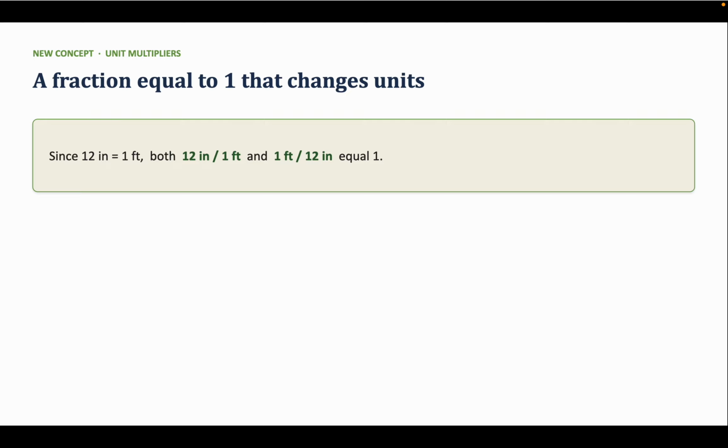Next, we have unit multipliers. A unit multiplier is a fraction that is equal to 1 that changes the units. For example, we have 12 inches and 1 foot. Both unit multipliers, 12 inches per 1 foot or 1 foot per 12 inches, equal 1 because they represent the same distance.